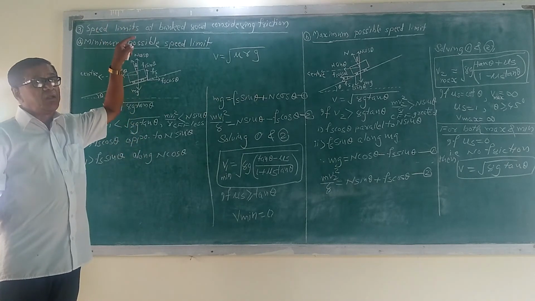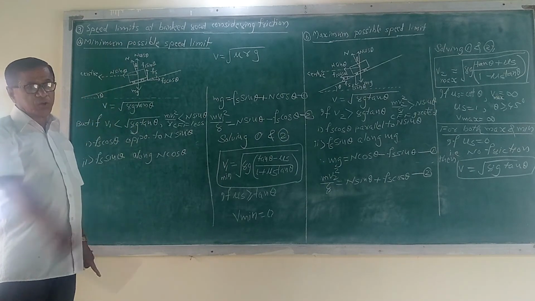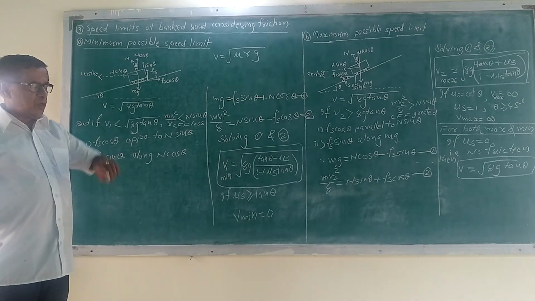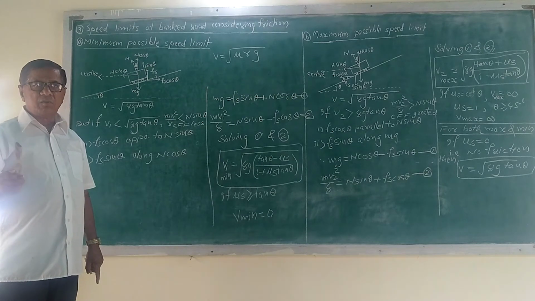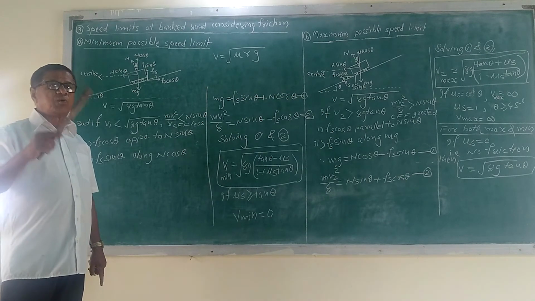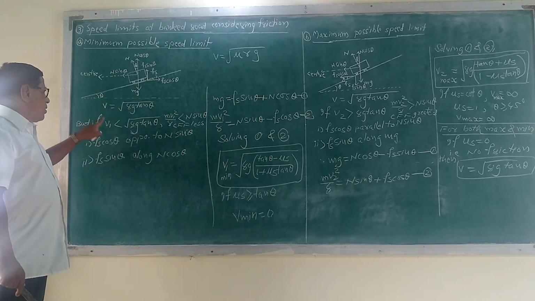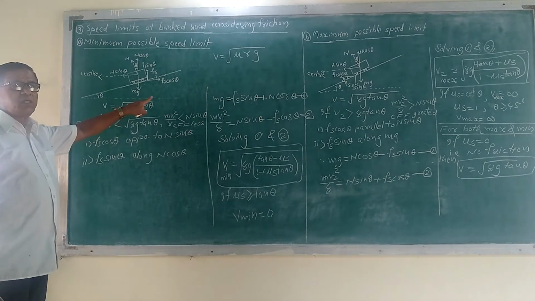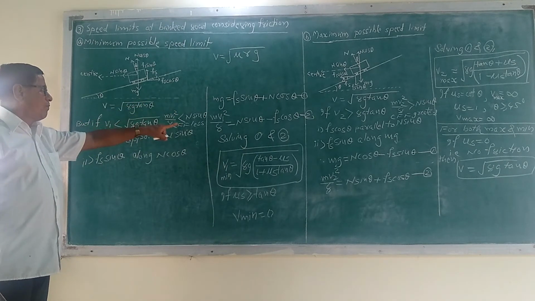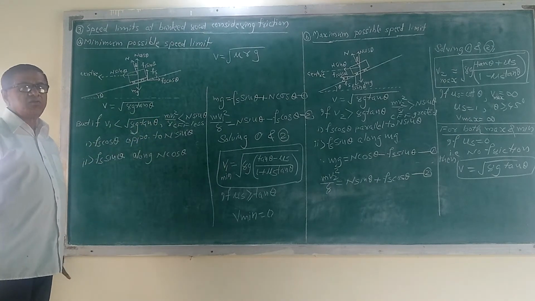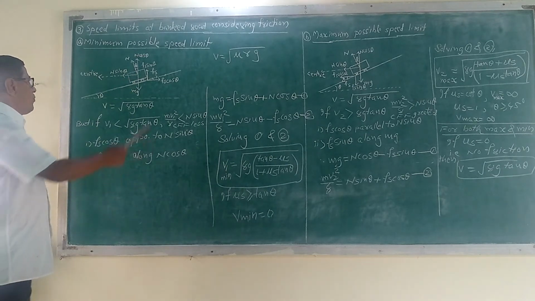The third derivation, considering the force of friction, that is for the third and fourth. In the case of the third derivation, we get the minimum speed limit. In the fourth, we get the maximum speed limit. Suppose the speed v in this case is called v1. If v1 is less than root rg tan theta, that is m v1 square is less than N sin theta, where the centrifugal force is less, in that case the force of friction is in the upward direction.